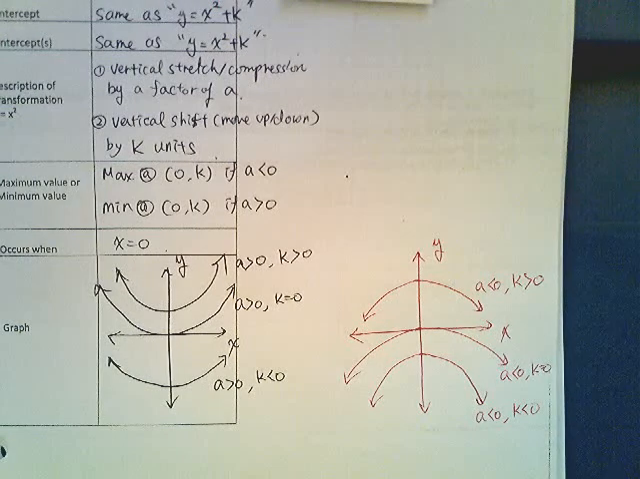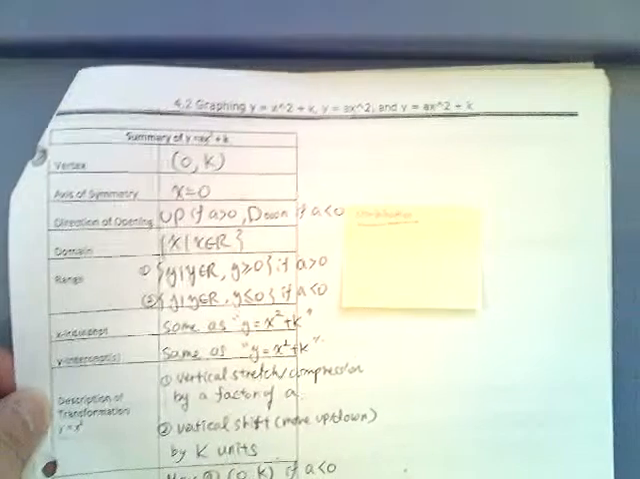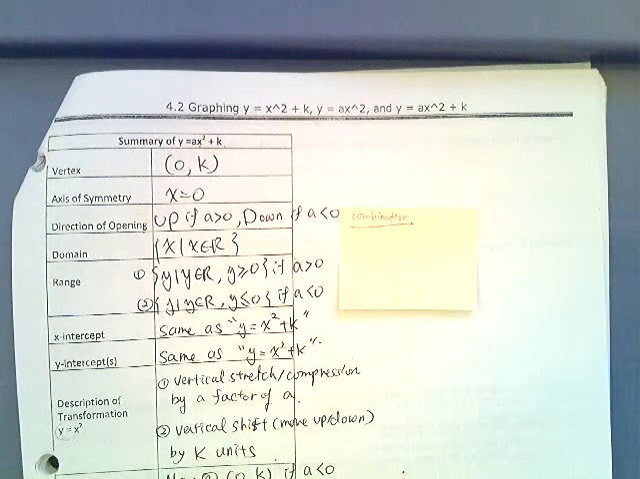So these are the cases for y equals ax squared plus k. You should be able to figure these out already. We already discussed it in the class.